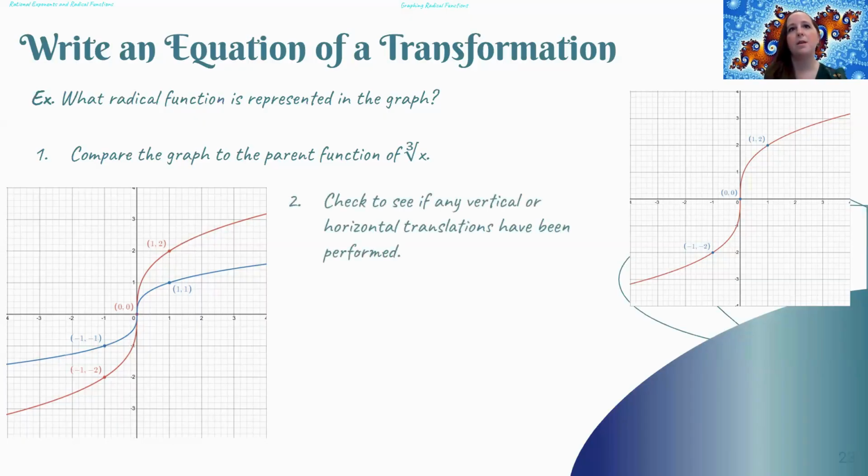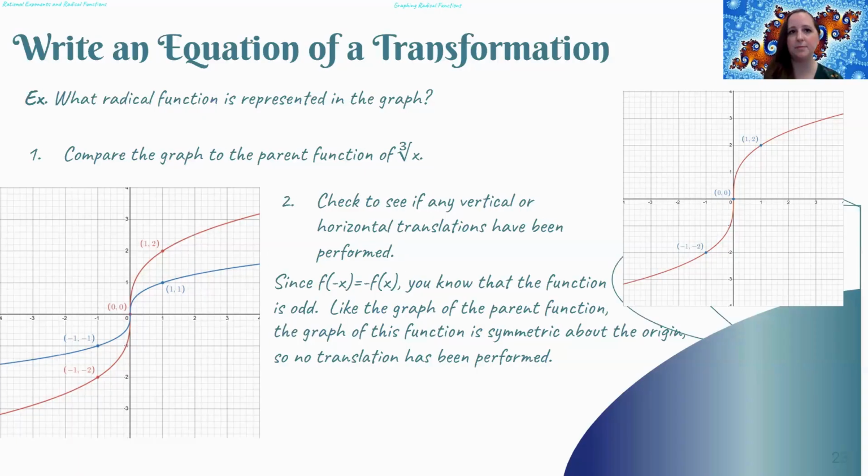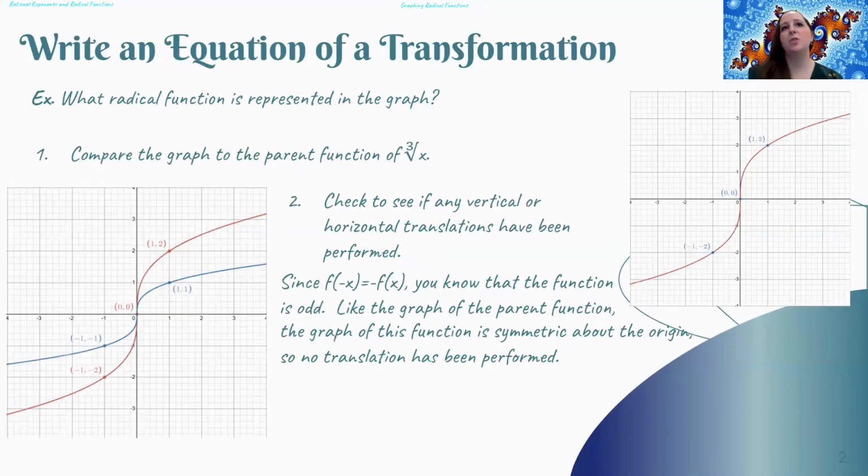Okay. So if I'm looking at this, I know that f of -x equals -f of x. So I know the function's odd. Like the graph of the parent function, the graph of this function is symmetric about the origin. So I didn't translate it anywhere. I didn't move it to the left or right. I didn't move it up or down. So it's still symmetric about the origin. Since I know that there are no horizontal translations or vertical translations, now I'm going to figure out how it's being compressed or stretched.